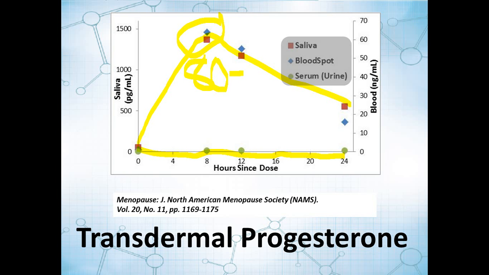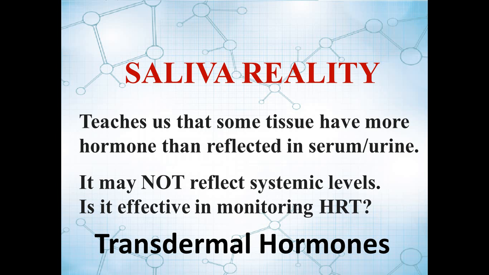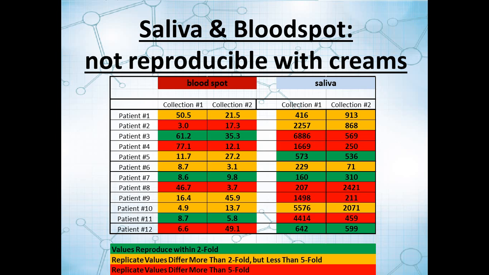So typically we're asking ourselves, well, which one of these is correct? And I think as you look at all the data and evaluate each one individually, none of them really work well enough. The saliva reality to me is that it teaches us that some tissue have more hormone than is reflected in serum or urine, but it probably doesn't reflect systemic levels, and it's not effective in monitoring HRT. And this is the data. There's a lot you can go through on this, but this is really the crux of the data to me.